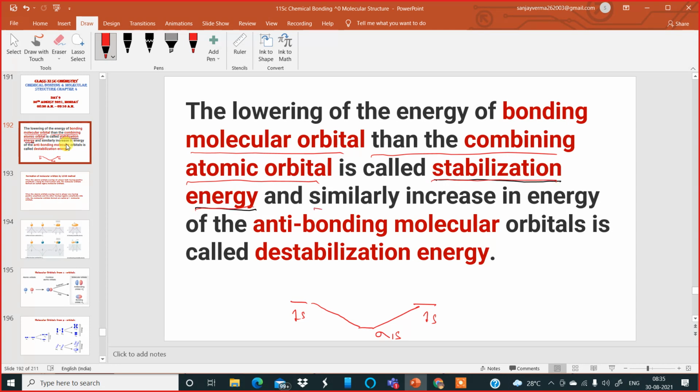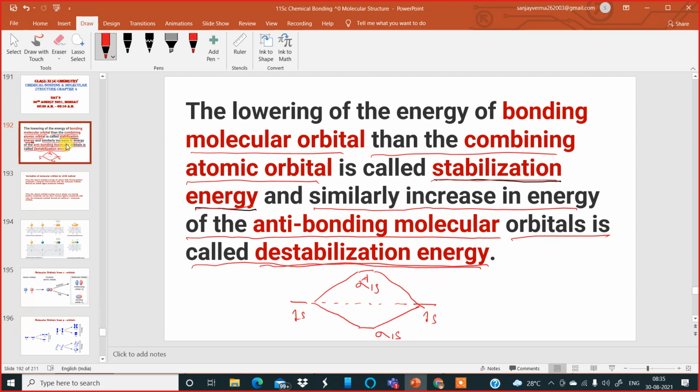Similarly, increase in energy of the anti-bonding molecular orbitals is called destabilization energy. For example, when anti-bonding molecular orbitals are formed this way, this is sigma star 1s, that time there is a rise in energy. So this increase in energy is called destabilization energy.